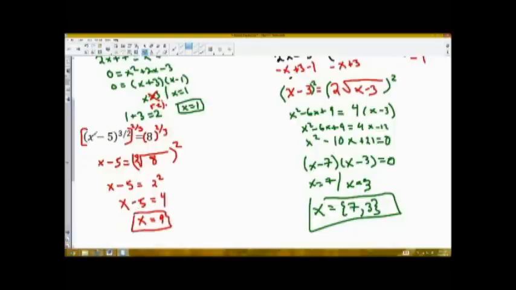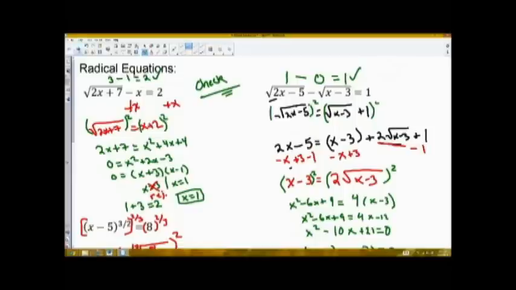If you plug this in again, 9 minus 5 is 4. Square root of 4 is 2. 2 cubed is 8. So 8 equals 8. Checks. So that works. So that's all different types of radical expressions, radical equations.